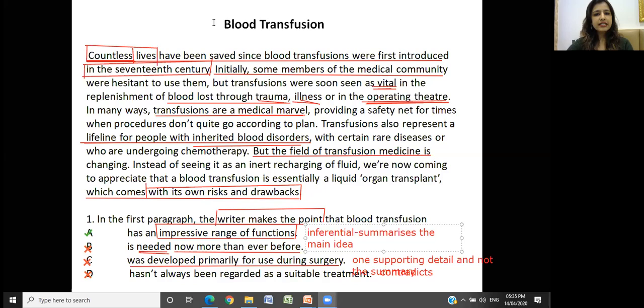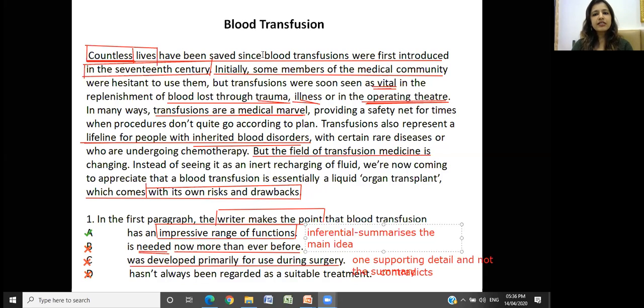So what is the topic sentence in this paragraph? It is this: "Countless lives have been saved since blood transfusions were first introduced." And then the writer gives the supporting details of how countless lives have been saved, because whenever there was blood loss, it is used for trauma, illness, inherited blood disorders. So these are the supporting details that the writer is using to prove his point that blood transfusion has been useful in saving lives. So the first sentence here happens to be the topic sentence, but not every time would the first sentence be the topic sentence. Sometimes the first sentence would be a background sentence.